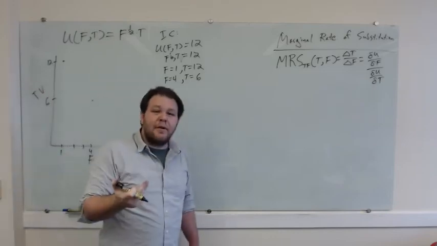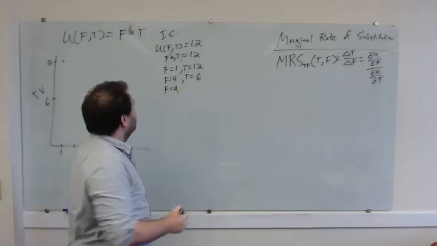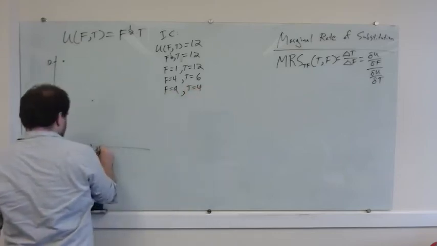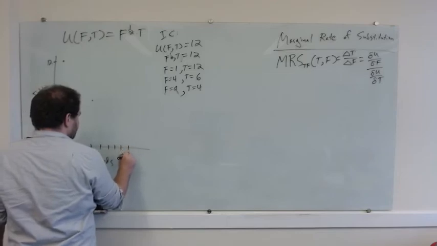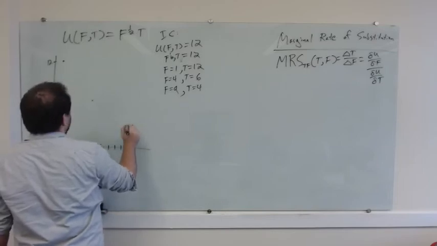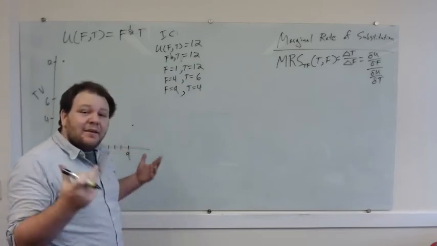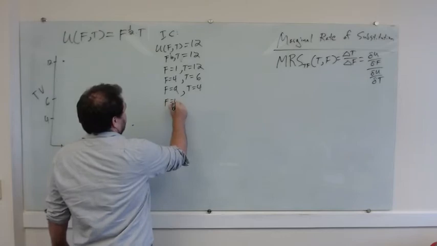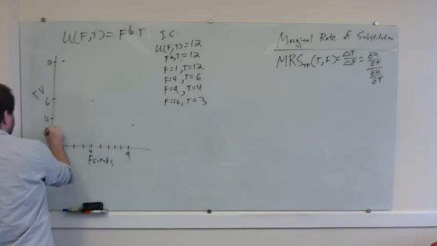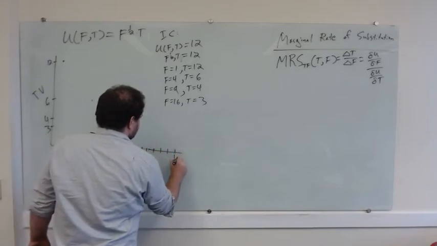Let's find another point. How about f equals 9? So f to the 1/2 equals 3. And then t would have to equal 4. So that's 9 and 4. And of course, we could keep going. We could say f equals 16, t equals 3. And we'll stop there. 16 and 3.